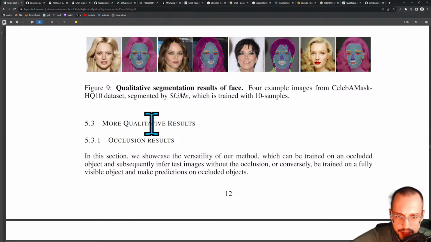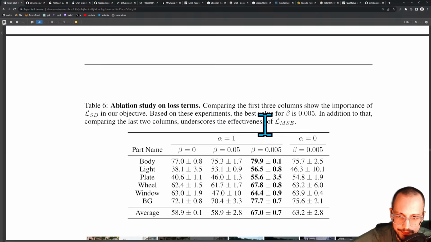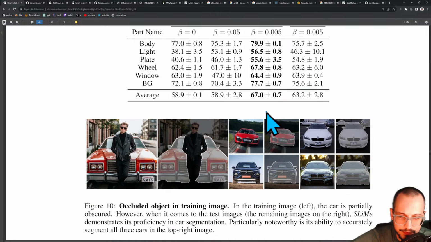In this section, we showcase the versatility trained on an occluded object and subsequently infer test images without the occlusion. Okay, so here they're occluding this image of the car with this dude, and then they say, okay, I just want the car, and then it's able to basically segment the full car without that line in the middle, which goes to show you that it's understood that what you want is the full car, not just like the left part and the right part of the car, that you're actually interested in the full concept of a car.